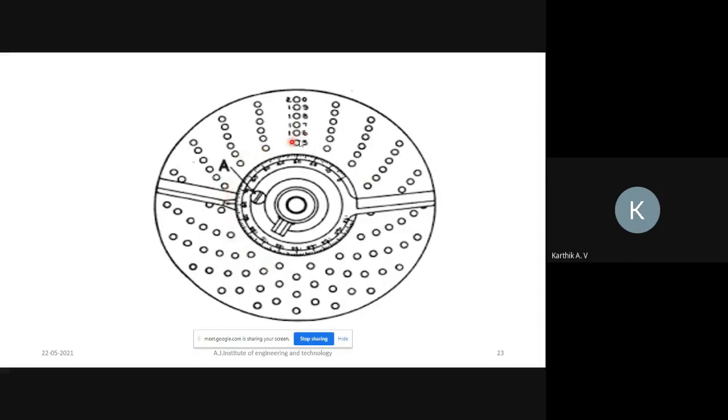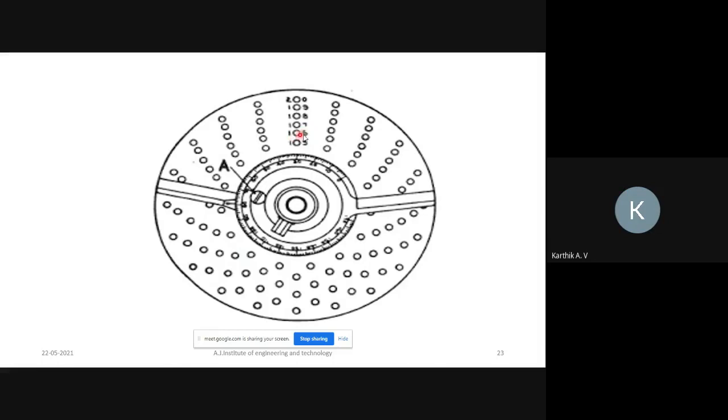Similarly, what is this? What is the next circle's name? How many circles are there? Anyone? Tell me. What is this? Am I audible, right? Yes, sir. Okay.